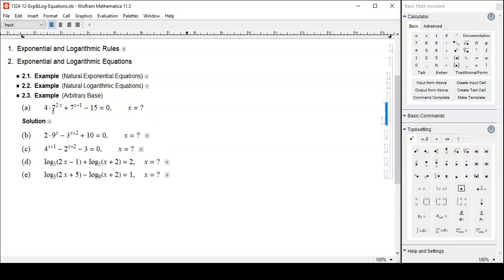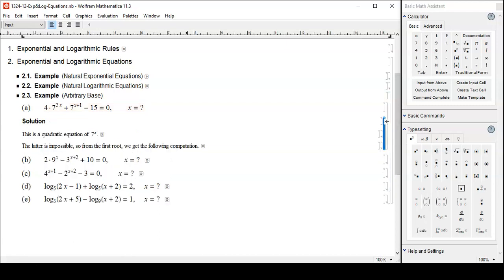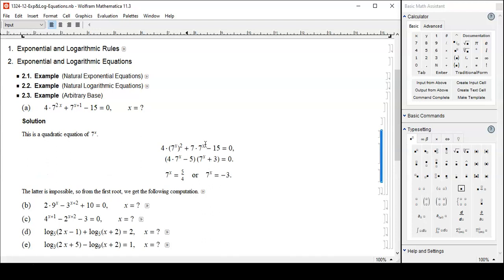First problem, we have 7 to the 2x power, and that's going to be quadratic. 7 to the x power is understandable. How do we handle 7 to the x plus first power? Here's the deal. Rewrite this one, which I just highlighted in blue, 7 to the x plus 1 power, like this: 7 times 7 to the x power. So that plus 1 becomes a part of that coefficient 7, and what's left is a quadratic equation.